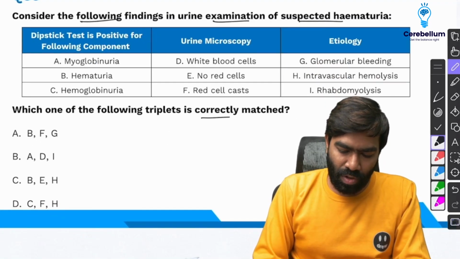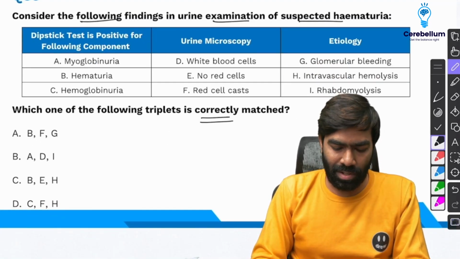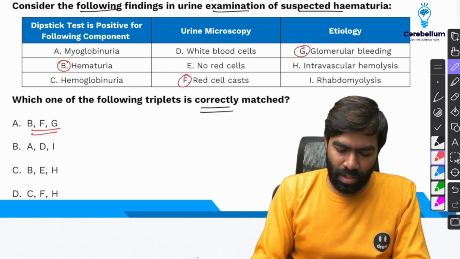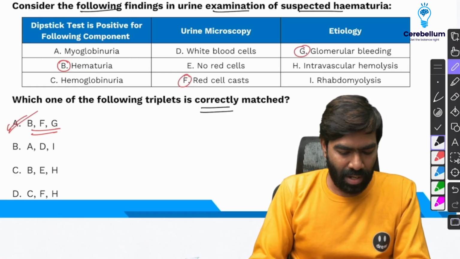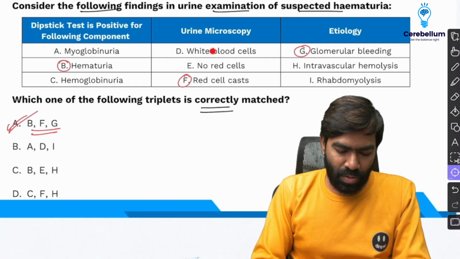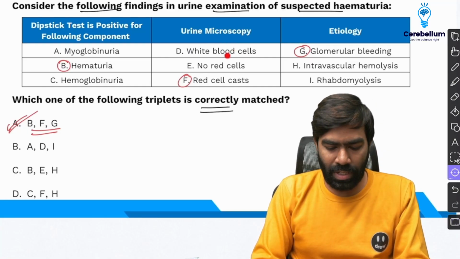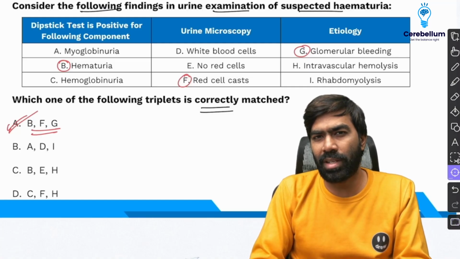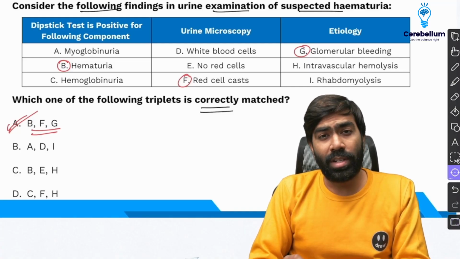They're asking which of the following triplets is correctly matched. So option A states B, F, and G. So B, hematuria, and F means red cell casts, and G means glomerular bleeding. This is the one that's correct. Other three are obviously wrong because the second one states A, D, I. A is myoglobinuria, and D means white blood cell casts. No, you don't see white blood cell casts in myoglobinuria.